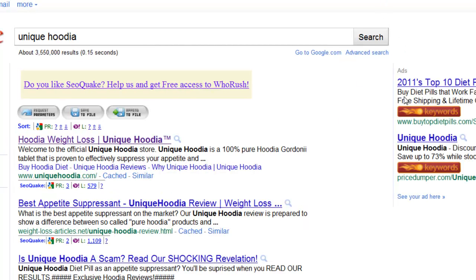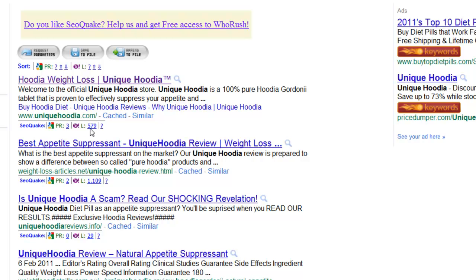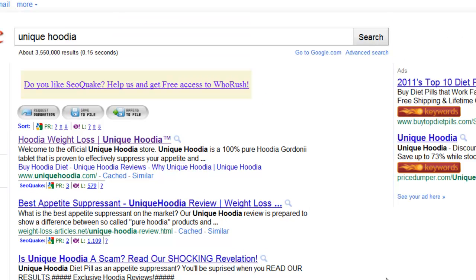I want to show you another one now. If I type in the keyword phrase unique hoodier, this is a weight loss supplement. And you can see the first listing is uniquehoodier.com. It's PageRank 3, 575 backlinks. The one below it's PageRank 2, 1,109 backlinks. The one below it, PageRank 0, 29 backlinks, etc. So this is sort of a medium competition keyword. It's in between competition levels from the other two that we've looked at that were at extremes. So this would be slightly easier to rank for.